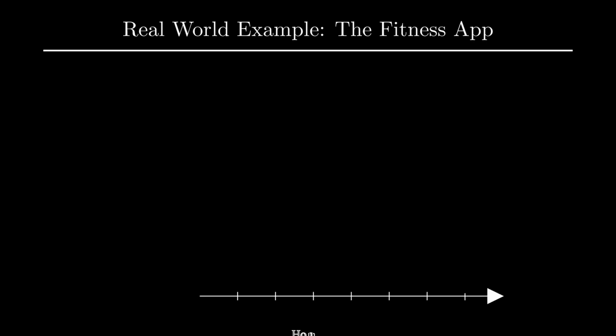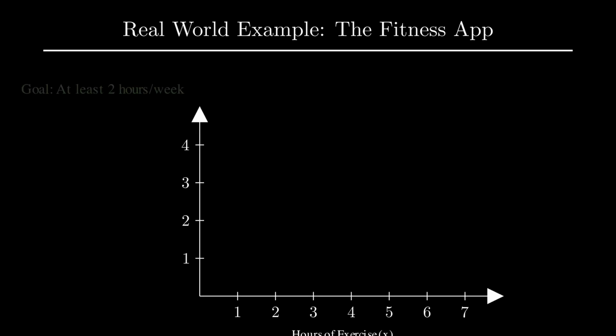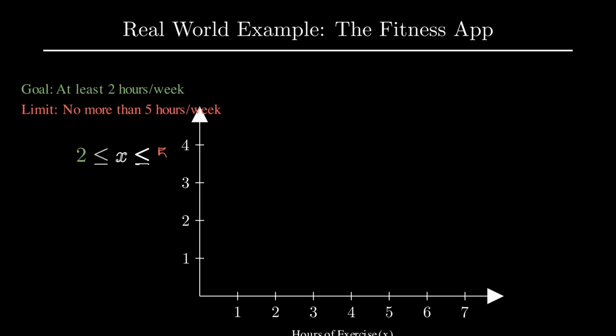Believe it or not, your smartphone apps use this exact same math to track your habits. Imagine a fitness app monitoring your weekly goals. Your target goal is to get at least 2 hours of exercise per week, but you also want to make sure you cap it at a maximum of 5 hours to avoid overtraining.